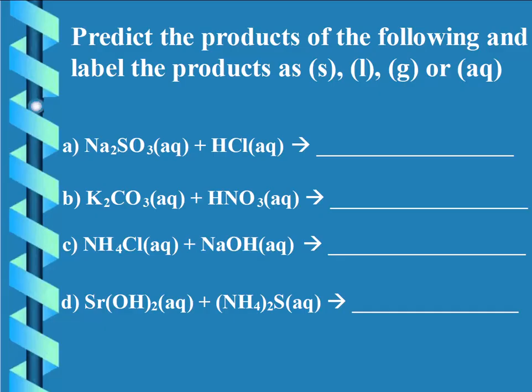So for instance, this first one, if we were to predict the products, we would get NaCl and H2SO3. But H2SO3 was one of the ones that we just talked about, so I can draw a line through that one and change that to H2O and SO2. This would be aqueous, this would be a liquid, and this would be a gas.